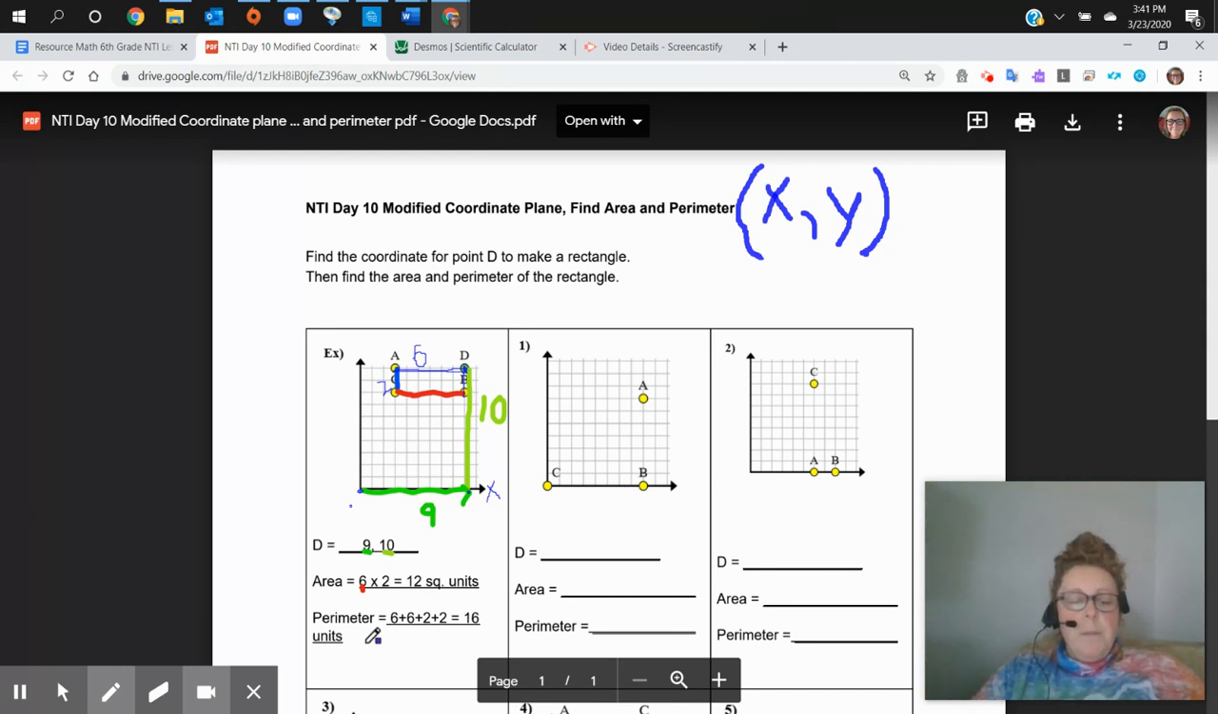Let's do another example together. Let's look at number 1 together, and then we'll let you go. Okay? So I have this figure. What I like to do first is I just like to connect the dots. It's kind of like what you used to do in kindergarten, you know, a dot to dot.